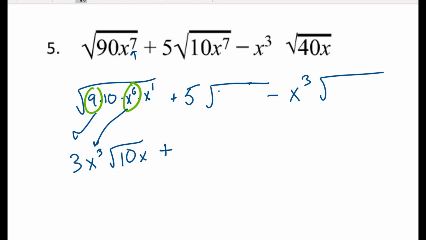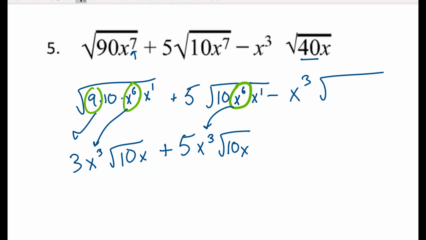So 10, there's nothing I could do with, but x to the seventh works out the same way, where I could break it into x to the sixth, x to the first, and then take this out because it's a perfect square. So I'd be left with 5 times that x to the sixth turns into x cubed again, radical 10x. So this is looking pretty good so far.